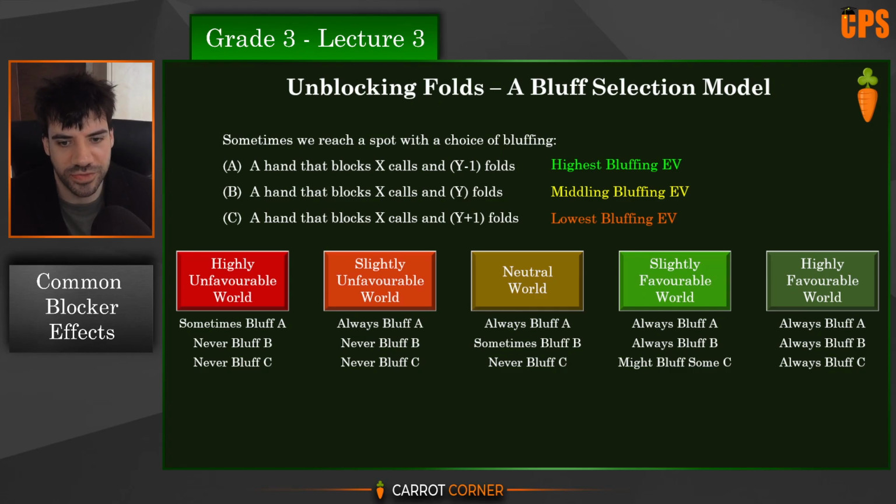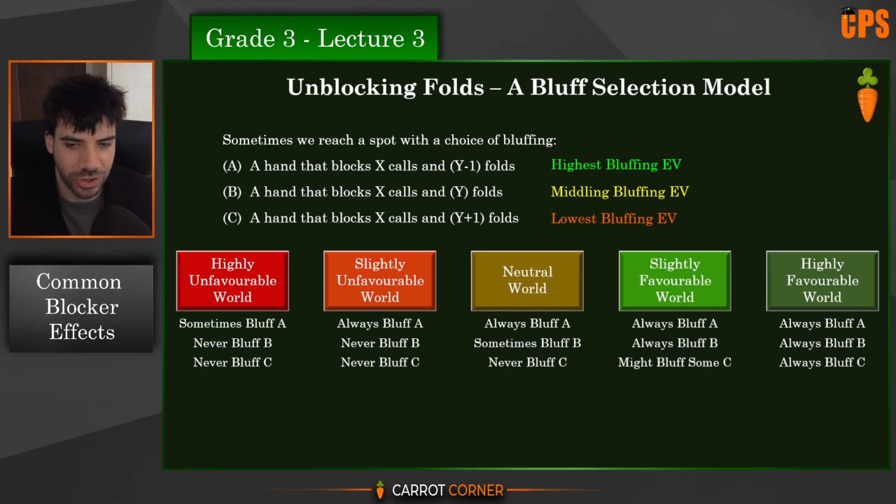This is a really useful metric, and although it is abstract and not directly applicable when you sit down to play poker later today or tomorrow, it will change the way you think about bluff selection. By first identifying which kind of world you're in, and then thinking about the blocker properties of your hand with respect to unblocking folds, you'll have a really good idea of which combos you should be bluffing. Yes, the X factor of the hand, how many calls it blocks, can also be relevant, as we'll see.